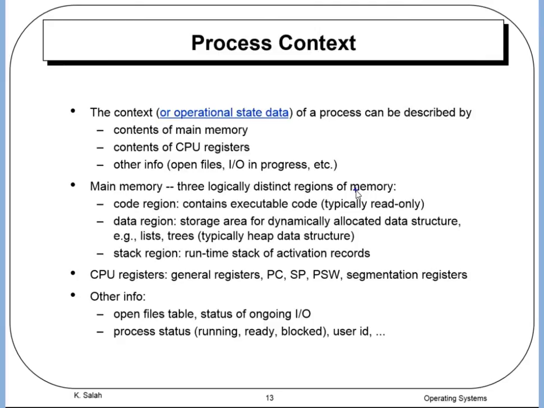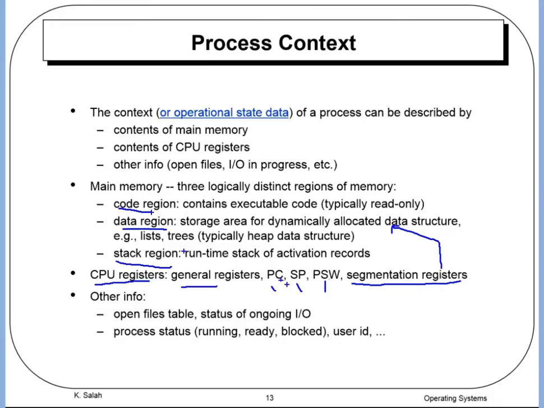contents, where they start: the code segment, the data segment, the stack segment. Also, the CPU registers for the process, the address and data registers, the program counter, stack pointer, the program status word or flags register in the Pentium architecture, and the segmentation registers. These tell where the code segment is, where the data segment starts, and where the stack region starts.